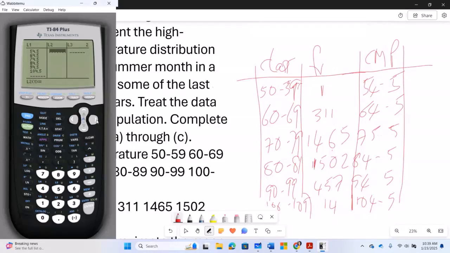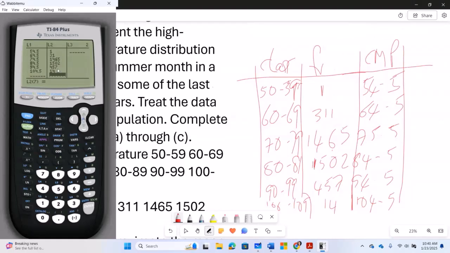In other words, which frequency corresponds with the first class? First one is 1. The frequency of the second class is 311. The frequency of the third class is 1465. Frequency of the fourth class is 1502. Frequency of the fifth class is 457. Frequency of the last class is 14. And that's all the frequencies.